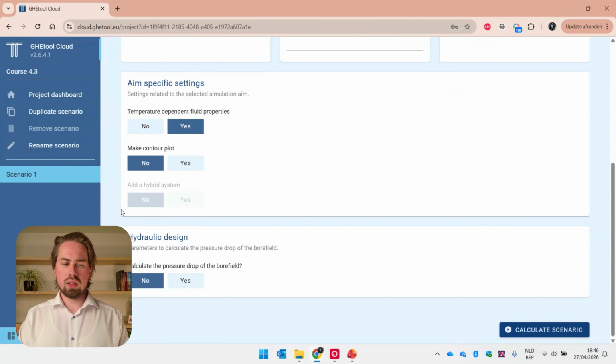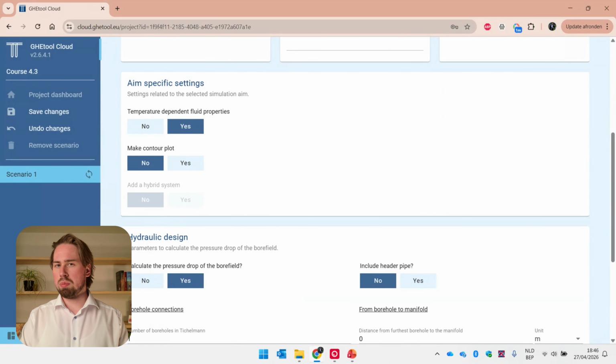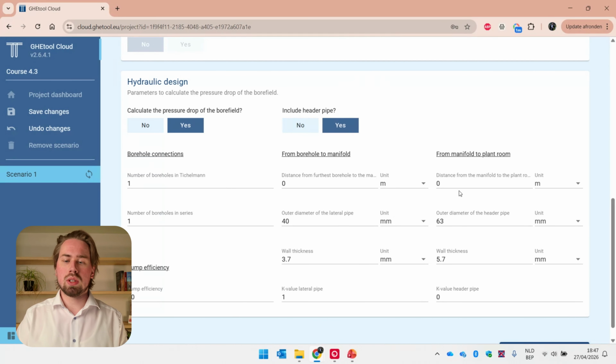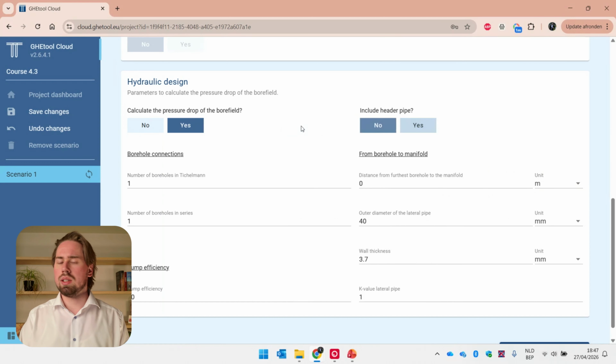Let us scroll down to the hydraulic design section. I say yes, we want to calculate the pressure drop in the bore field. We're going to start with Tichelmann and series connection set to 1, which means that as a reference scenario, we are going to connect all the boreholes directly to the manifold. So we have a manifold with 12 connections. We're not going to include a header pipe because we said the manifold is already in the technical room. Perhaps we could say it's 1 or 2 meters, but in the end it will not play that big of a role, so let's ignore it for this case.